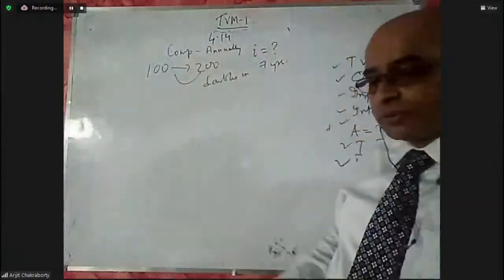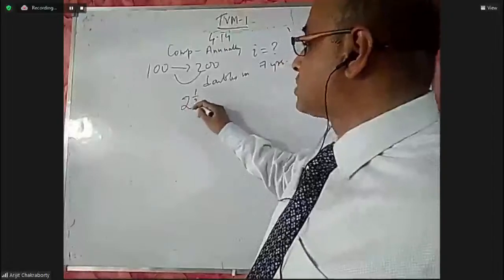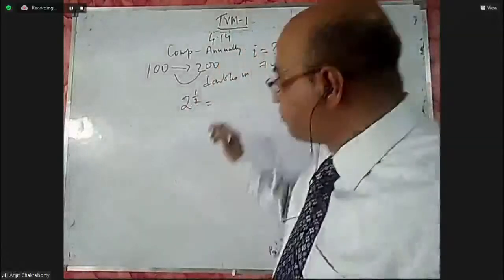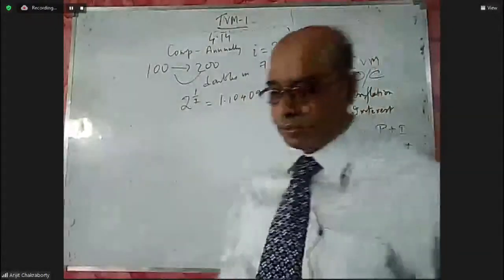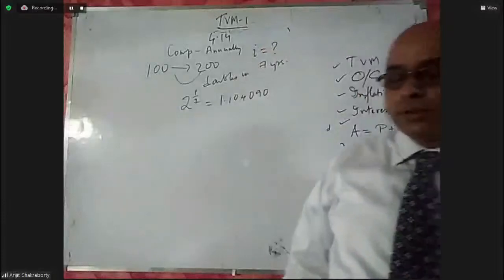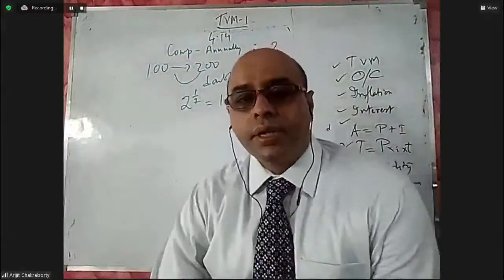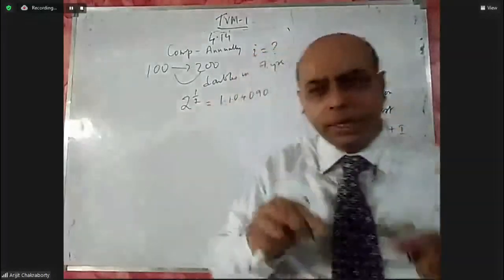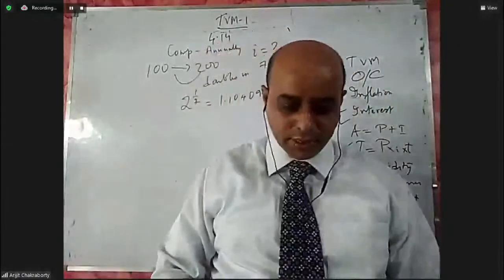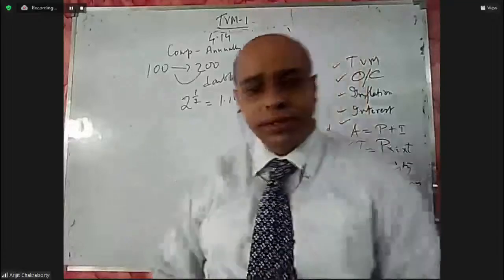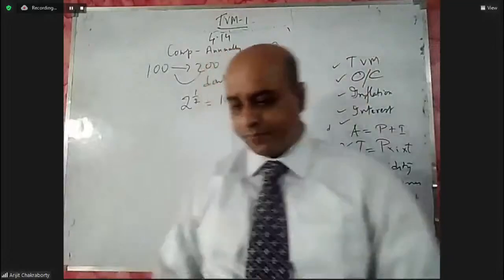Now, in the problem, if you see the problem in the study material, it is given 2 to the power 1 by 7, which is 1.104090. This is given in the problem. So now let us apply the formula. The question is, the principal amount becomes double in 7 years. If the compounding is done once a year, then what is the interest rate? A very, very relevant question for the exam.